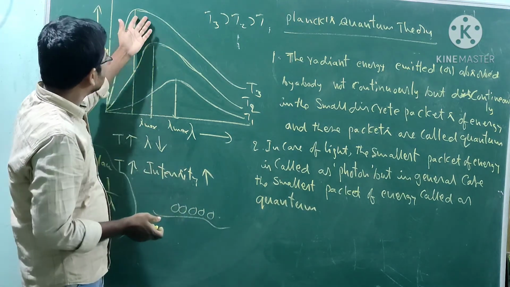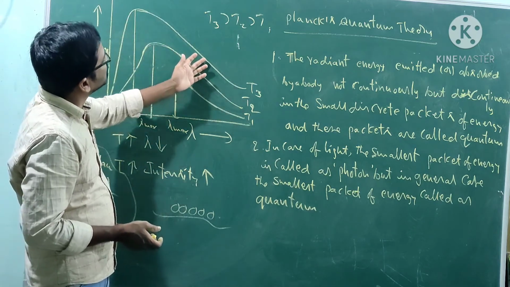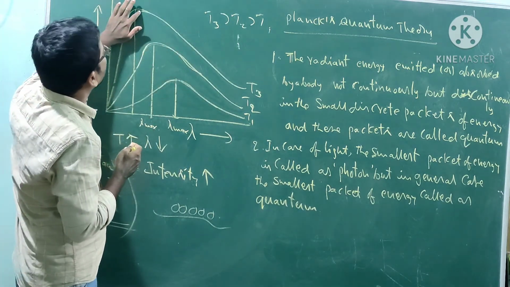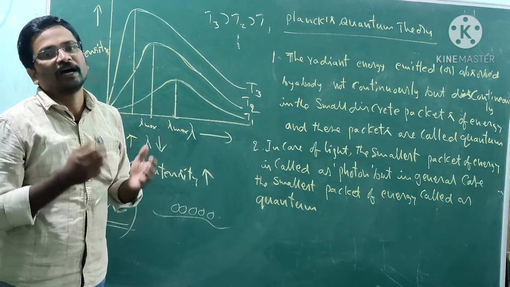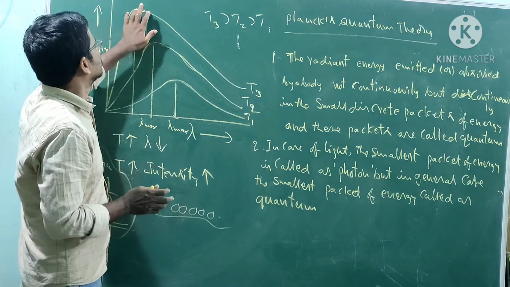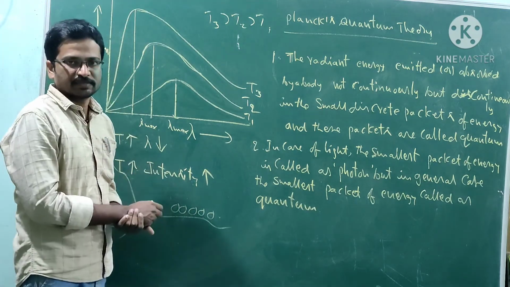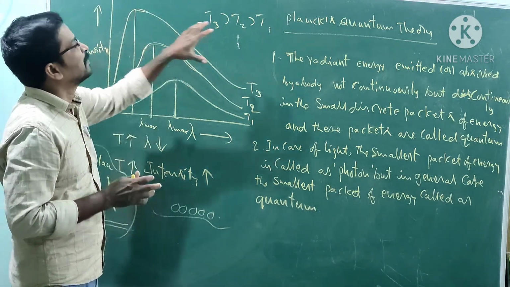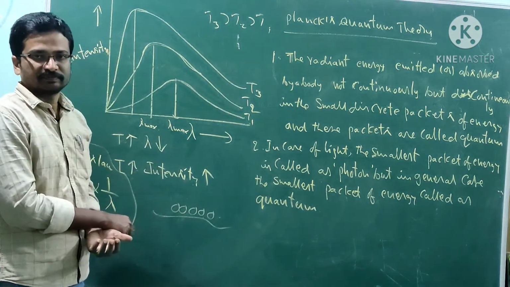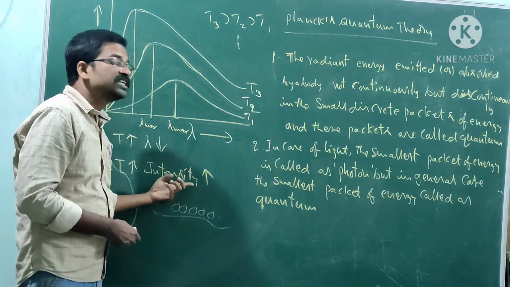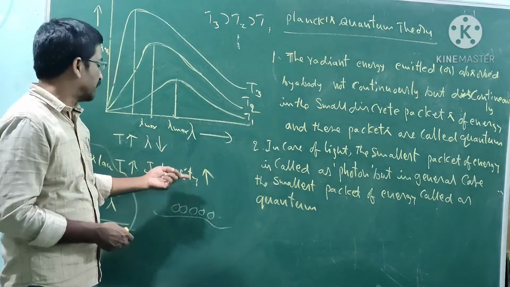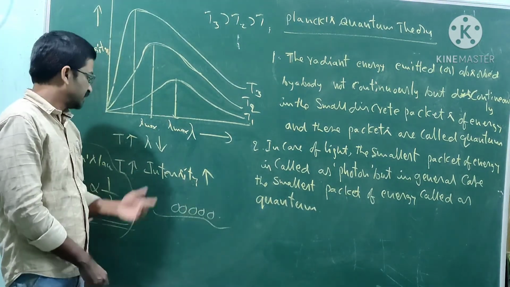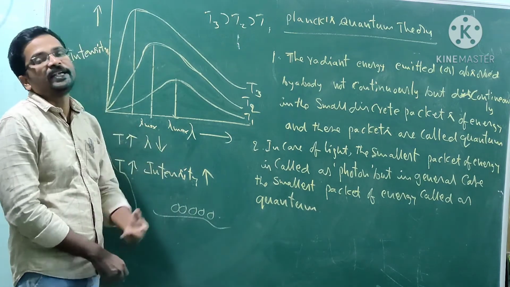This is also the same thing. When you further increase the temperature, why is the intensity very high? Because the number of packets of energy increases and each packet's energy also increases. That is the reason, and then it sharply decreases. So this practical data is explained by Planck quantum theory in this way. We know that as temperature increases, the intensity of the emitted or absorbed radiation also increases. Temperature increases, lambda decreases, and intensity also increases.